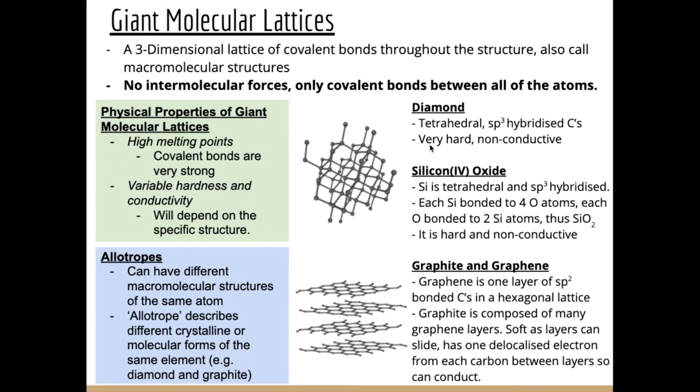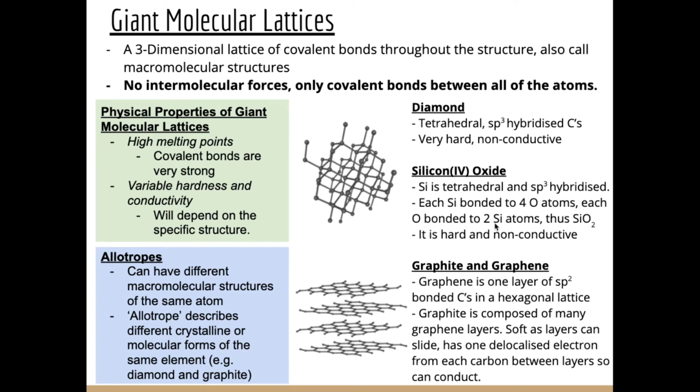Because of this, it is very hard because of the strong covalent bonds, and it is not conductive because there are no charged particles that are free to move. Silicon dioxide, or silicon oxide, is another type of macromolecule that's similar to this diamond structure. Silicon is tetrahedral and sp3 hybridized, so it will have a similar arrangement of atoms. Each silicon is bonded to 4 oxygen atoms.